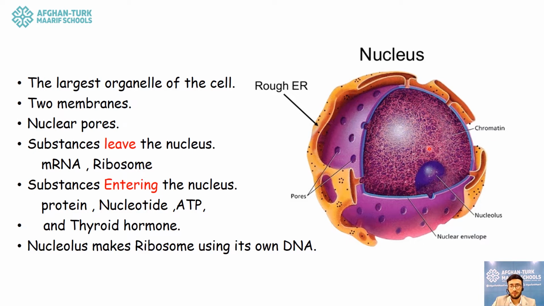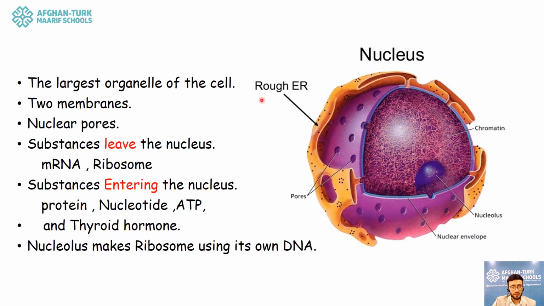Chromatin is a tangled form of DNA. But when the cell is ready to divide, the chromatin will change into another structure called a chromosome. These are the pores that help the nucleus receive substances and also let substances exit. Attached to the nucleus is the endoplasmic reticulum, or shortly ER. So the nucleus itself is covered with a nuclear envelope.